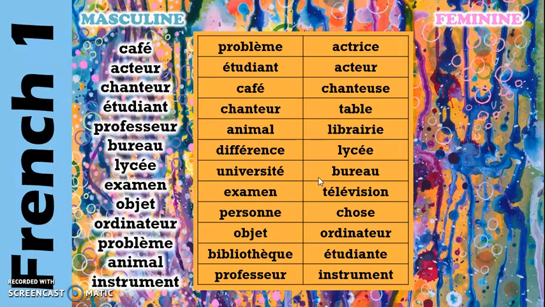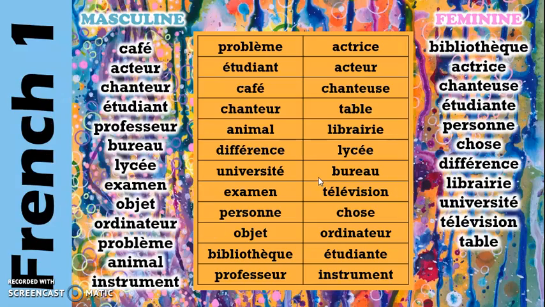All right? There's my masculine nouns. There's my feminine nouns. Okay? Café, acteur, chanteur, étudiant, professeur, bureau, lycée, examen, objet, ordinateur, problème, animal, instrument, bibliothèque, actrice, chanteuse, étudiante, personne, chose, différence, librairie, université, télévision, table. All right? There you've got it. It's interesting, isn't it?